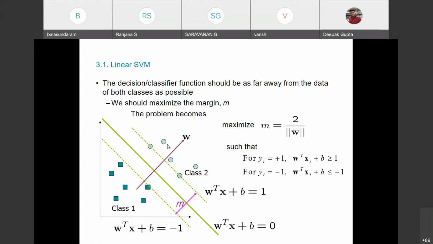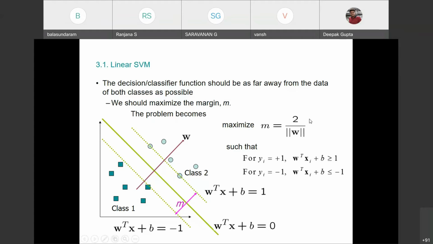So our problem is basically maximizing the distance between the two parallel planes, which is 2 upon norm of W, so that for the positive class of points, W transpose X plus B has to be away from the parallel plane equal to 1 on that particular side. And the negative points are such that they must be away from, on the negative side, the parallel plane W transpose X plus B equals -1, which means less than or equal to -1. So this is how the problem is formulated.